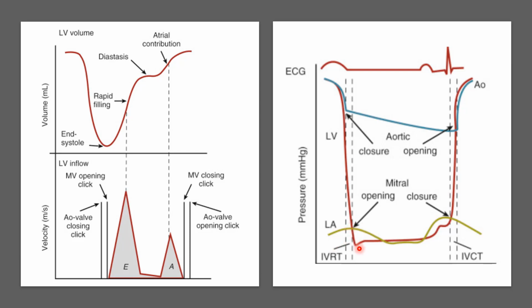So the bigger this gradient is, the bigger this E wave. The smaller this gradient is between your left atrium and your left ventricle, the smaller this E wave is. So as impaired relaxation occurs, this drop down to left ventricular pressure might be lower. So it may stop right here, and you see the gradient might be smaller. Your E wave will get smaller, and your A wave will get bigger, right? So this is kind of how your E and your A happen.